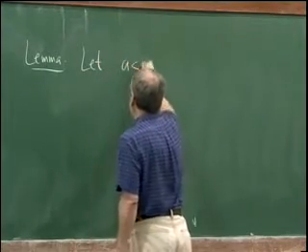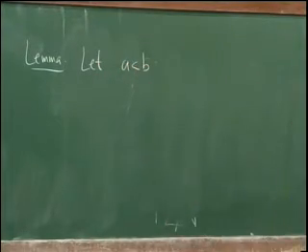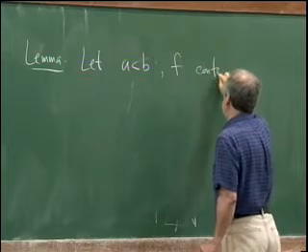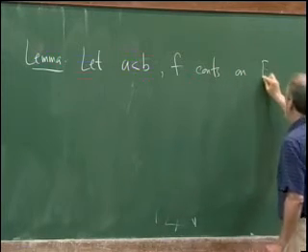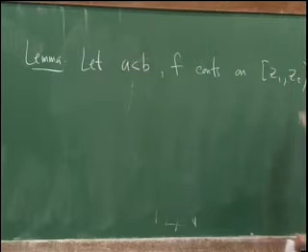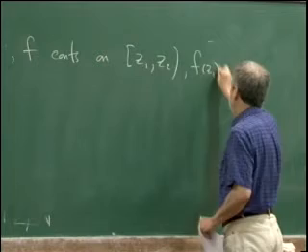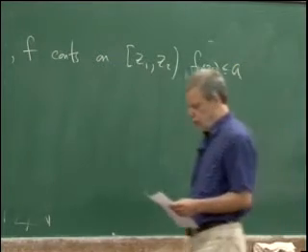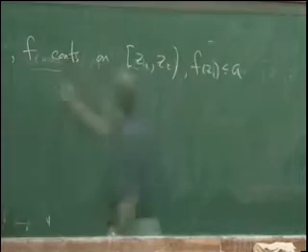Let A and B be real numbers with A less than B. Think of them as positive. Let F be a continuous function on the interval Z1 to Z2. This lemma's got nothing to do with self-avoiding walks at the moment. It's just a calculus fact. And suppose that F of Z1 is less than or equal to A. And here's the strange hypothesis.